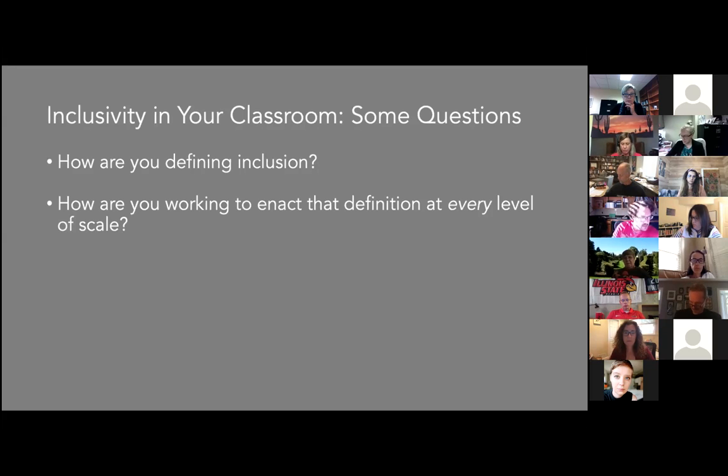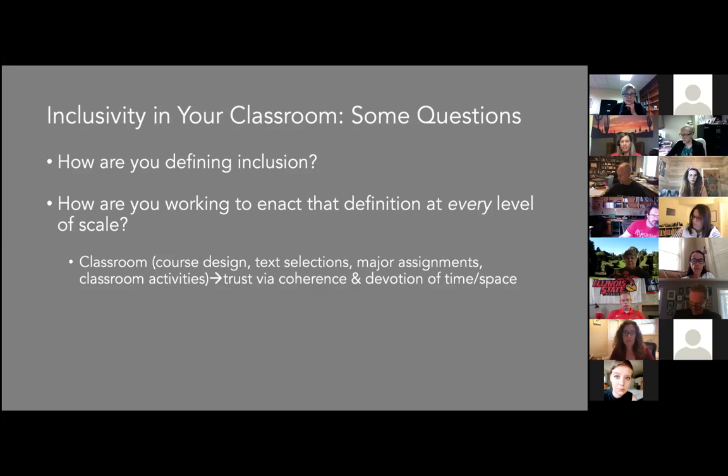And I think this is really important because, well, I'll talk about that in a second. So what I mean by every level of scale: in the classroom, you have your course design, and then the texts, and then the major assignments and classroom activities. So at every level of what happens in the classroom, that same definition is consistently enacted in the practices. And I think that's a way that you build trust. And I think inclusive spaces have to be spaces where people can trust one another.